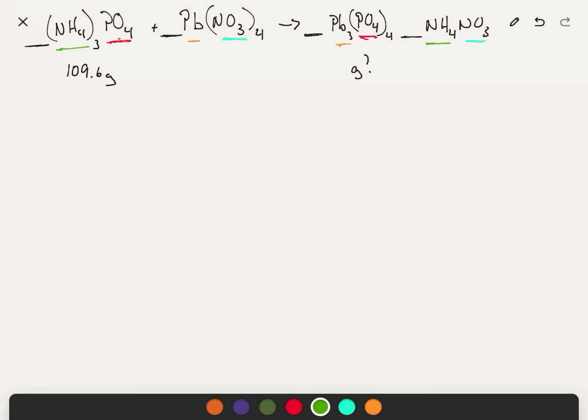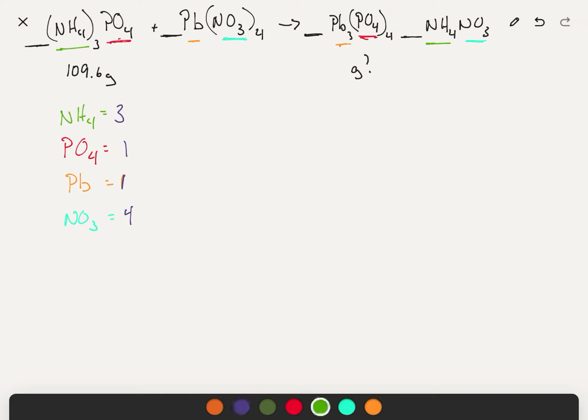NH4, or ammonium. And we have 3 of them on this side. And then PO4, we have 1 of. And then lead, we have 1. And nitrate, we have 4. So that's where we're going to start.